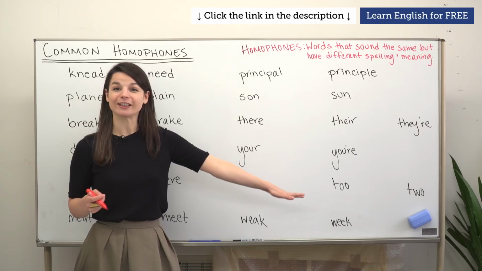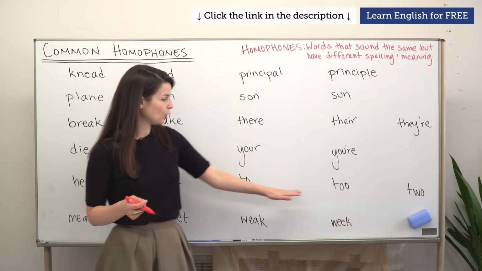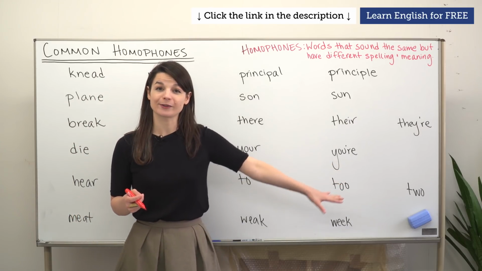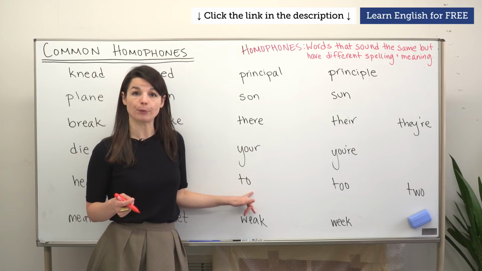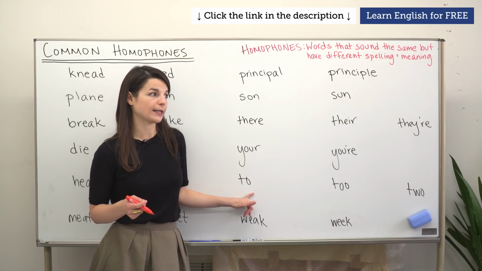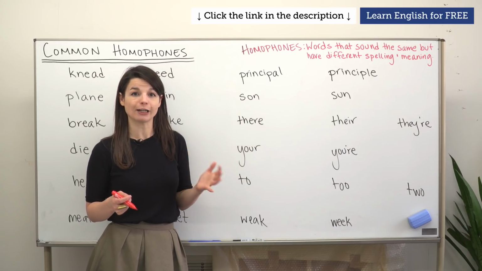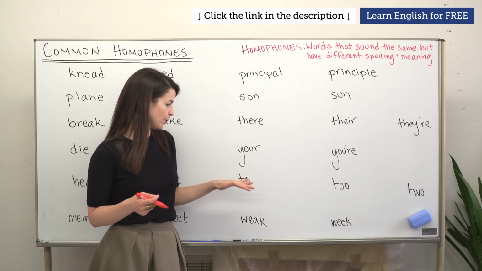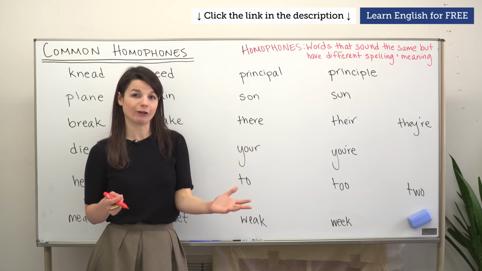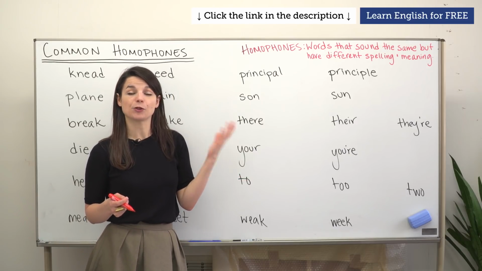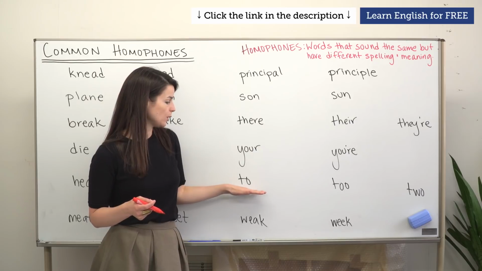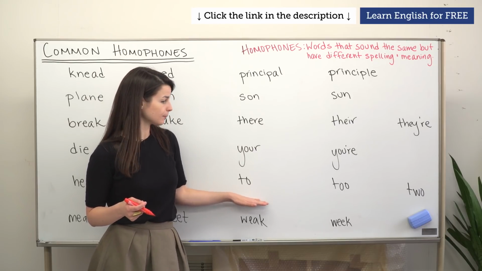Okay, let's go to the next one. Another group of 3 here. So we have to, too, and two, all pronounced the same. So to is our preposition we use for explaining like movement, for example. Like I want to go to France, I want to go to China, for example. Or I gave this to my friend, or please give this to me, for example. So we use to as a preposition.